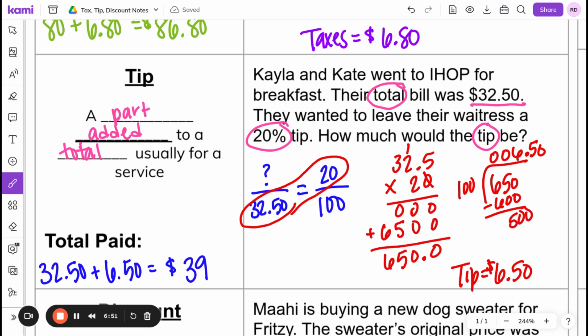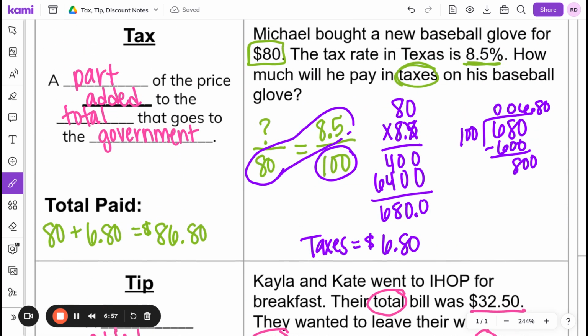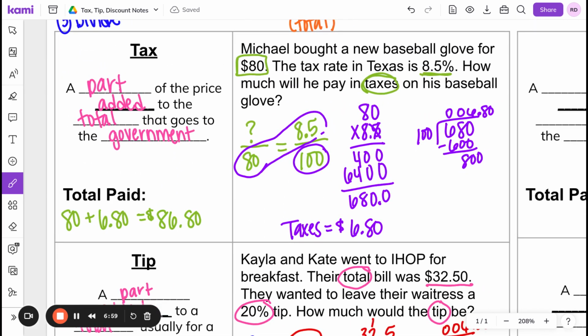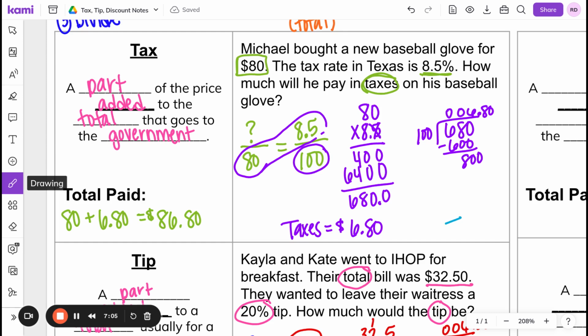Now, a hint for you, or a shortcut, a reminder: taxes and tip both start with T. So a little catchy phrase: the T looks like a plus sign. So taxes and tips get added into that total. I didn't really save a spot for that on the notes, so there's just that little reminder for you.